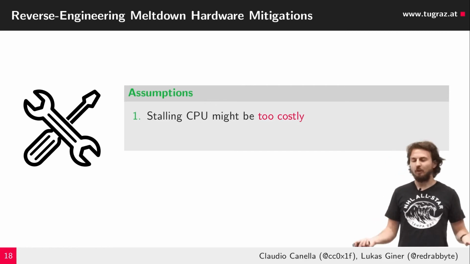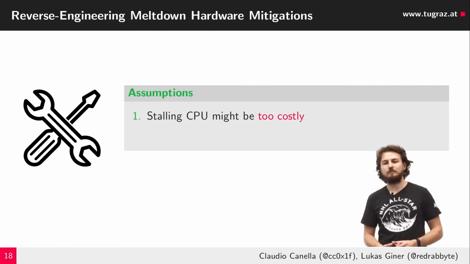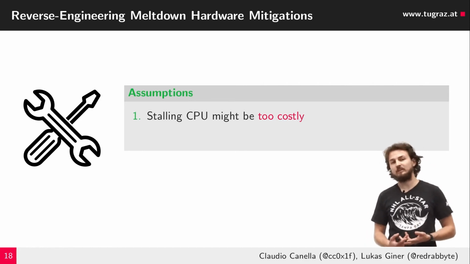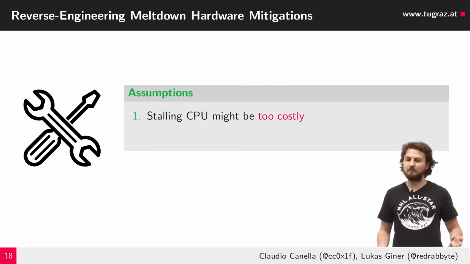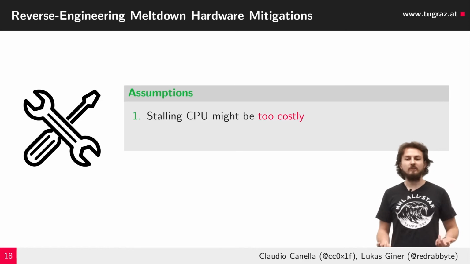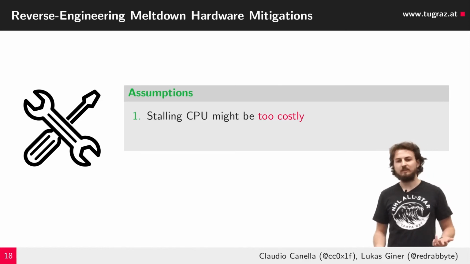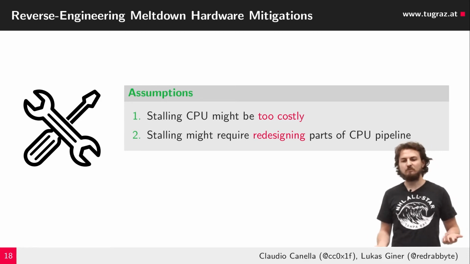Yeah, so we all know that Meltdown needed to be fixed, and the software workarounds were a bit costly, so obviously they have been fixed in hardware. And we started out with 2 assumptions when we looked at these mitigations, because nobody told us how they work exactly, so we needed to reverse engineer them. And our first assumption is simply that stalling the CPU might be too costly, which I guess is a valid assumption.